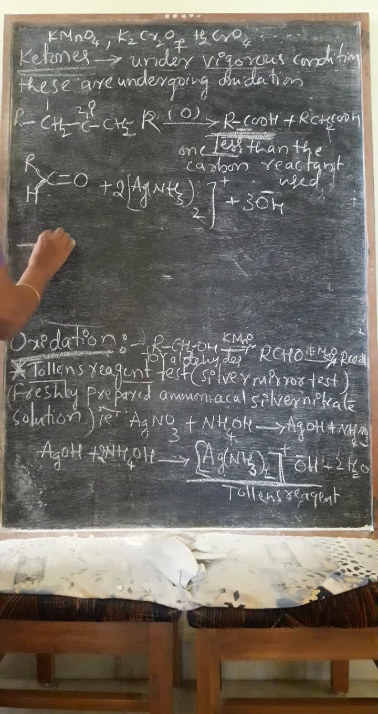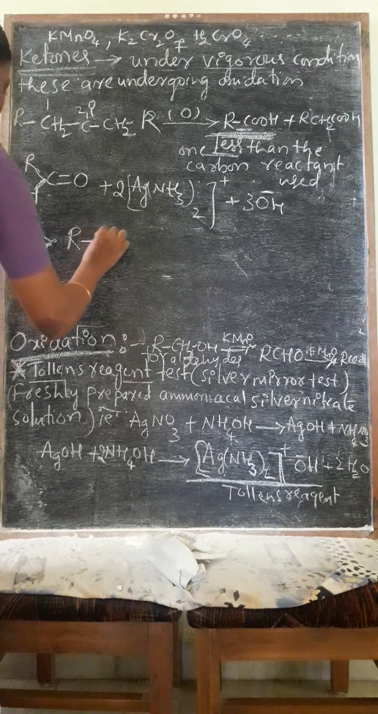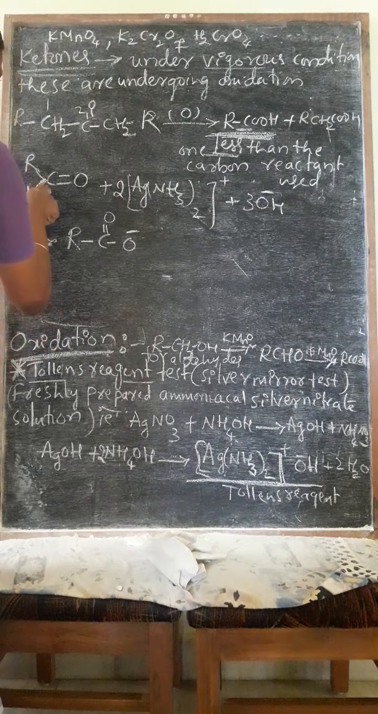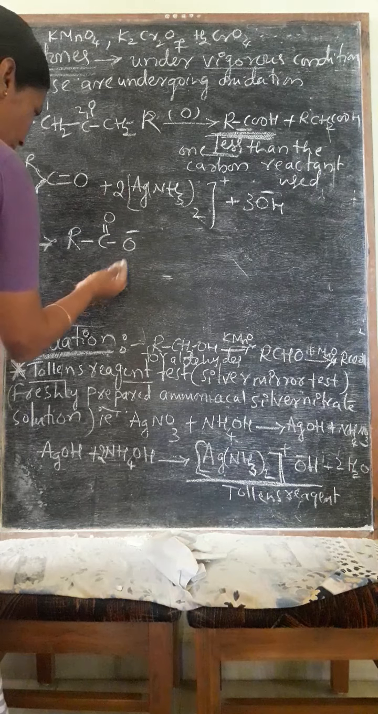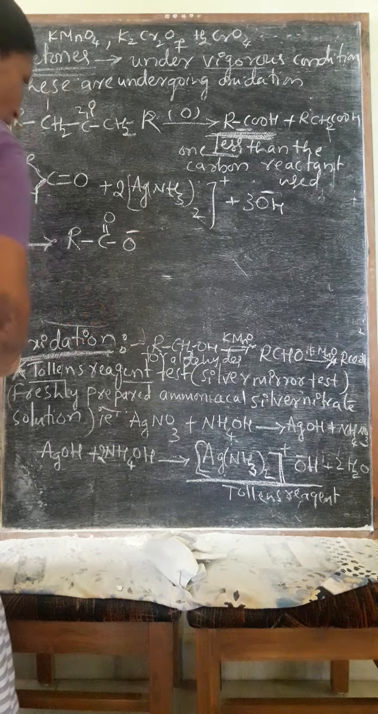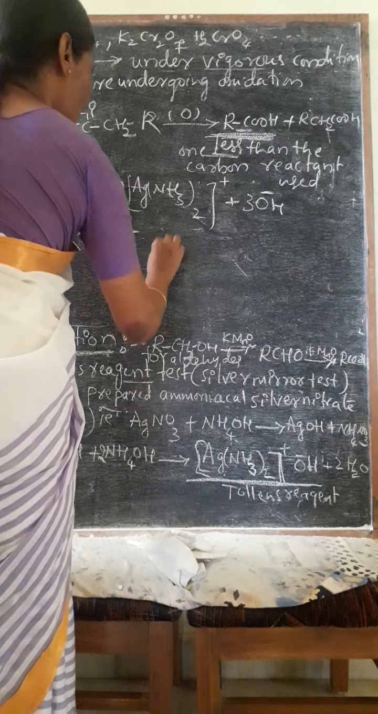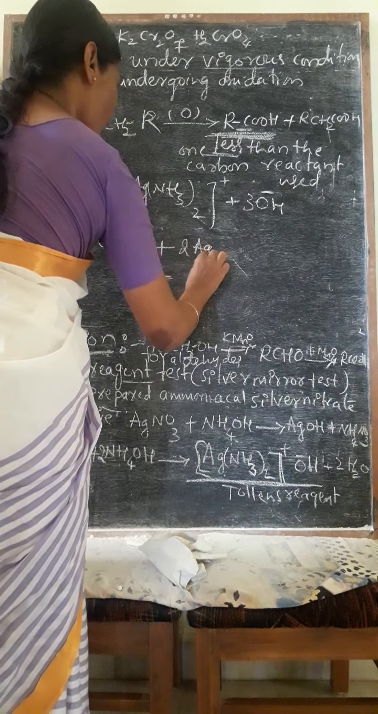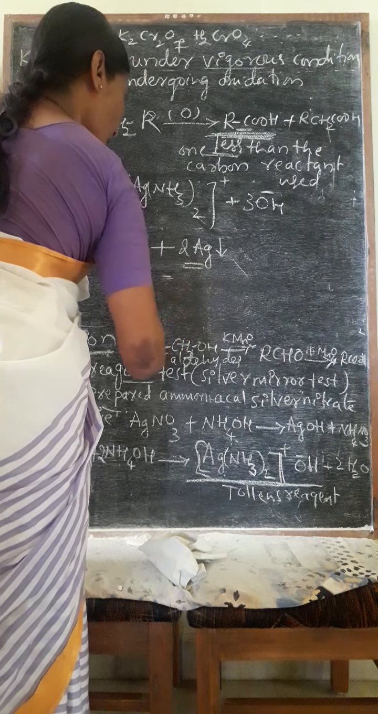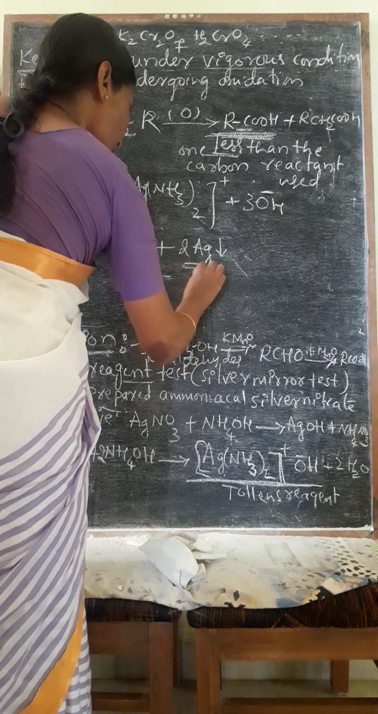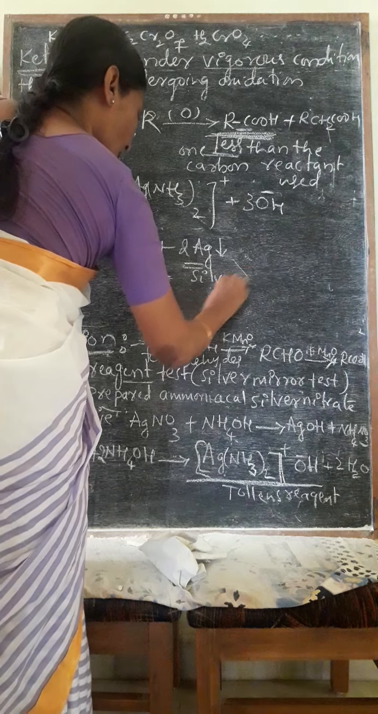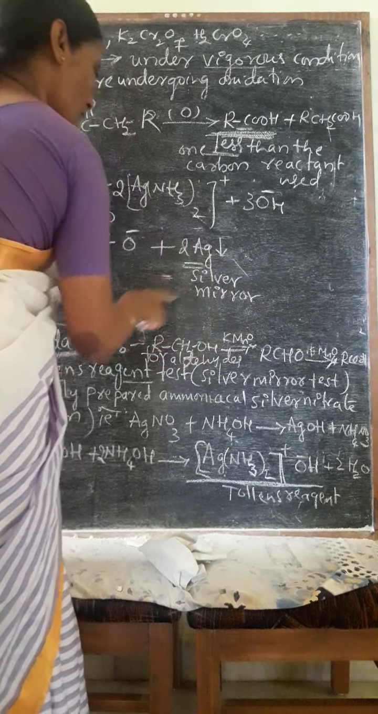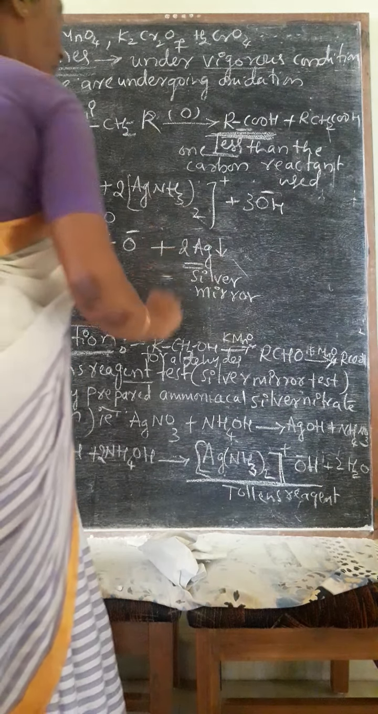Now, the product formed is R C double bond O minus. That means aldehyde is converted into carboxylic acid. Minus, it indicates there is loss of hydrogen. Plus, remaining is 2Ag. This is very important, known as black ppt or silver mirror. Black ppt of silver, or silver mirror.